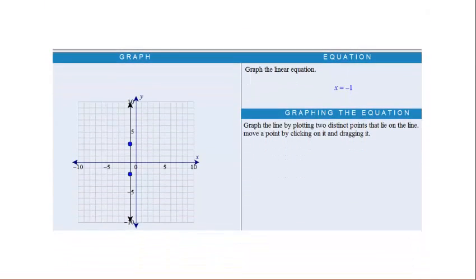Once again, this is what that line will look like where x equals negative 1 and there is no y component.